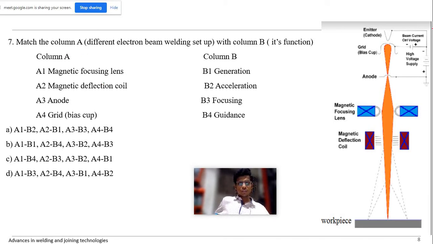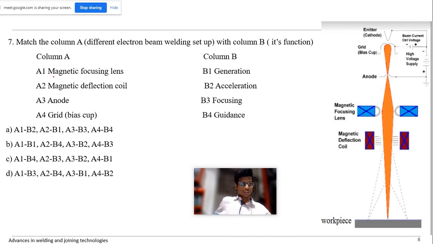Match column A with column B. Basically, the electrons will be generated and the electron beam diameter will be more, because of that a magnetic focusing lens will be used to focus on the workpiece plane, and with the magnetic deflection coil we can change the position. This is the point, right? And this grid is used to accelerate the electrons. I think sir has explained it clearly.